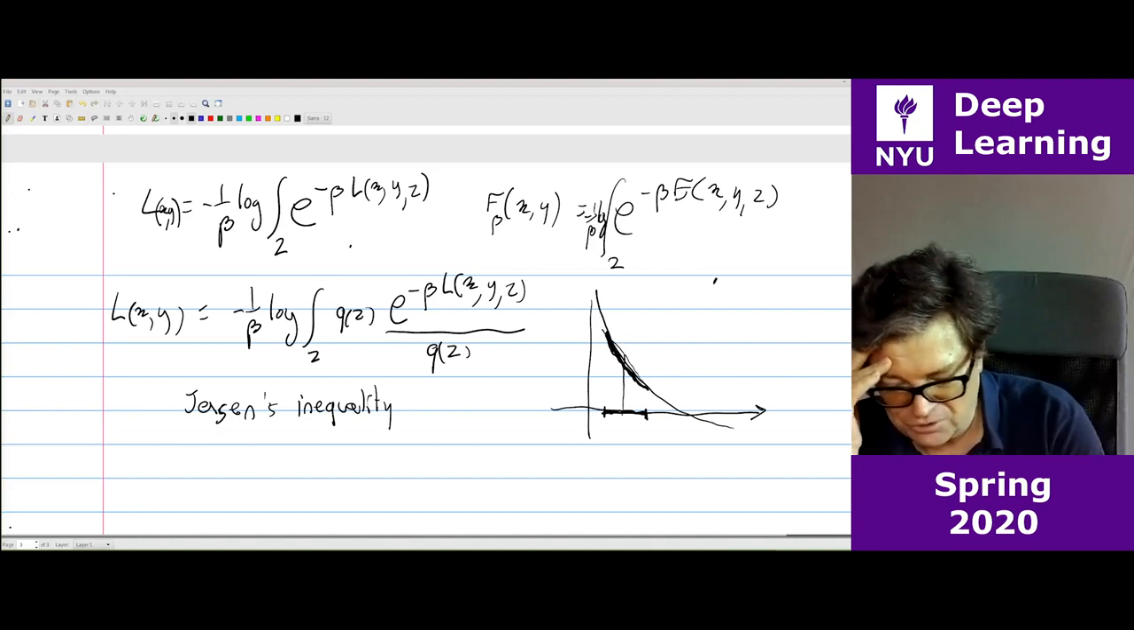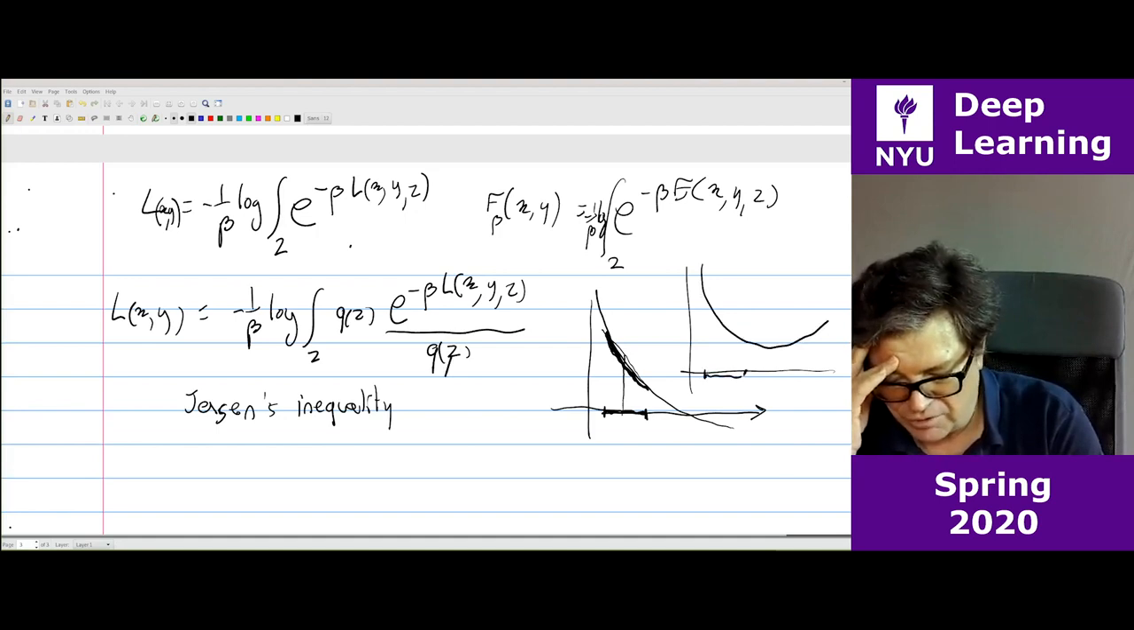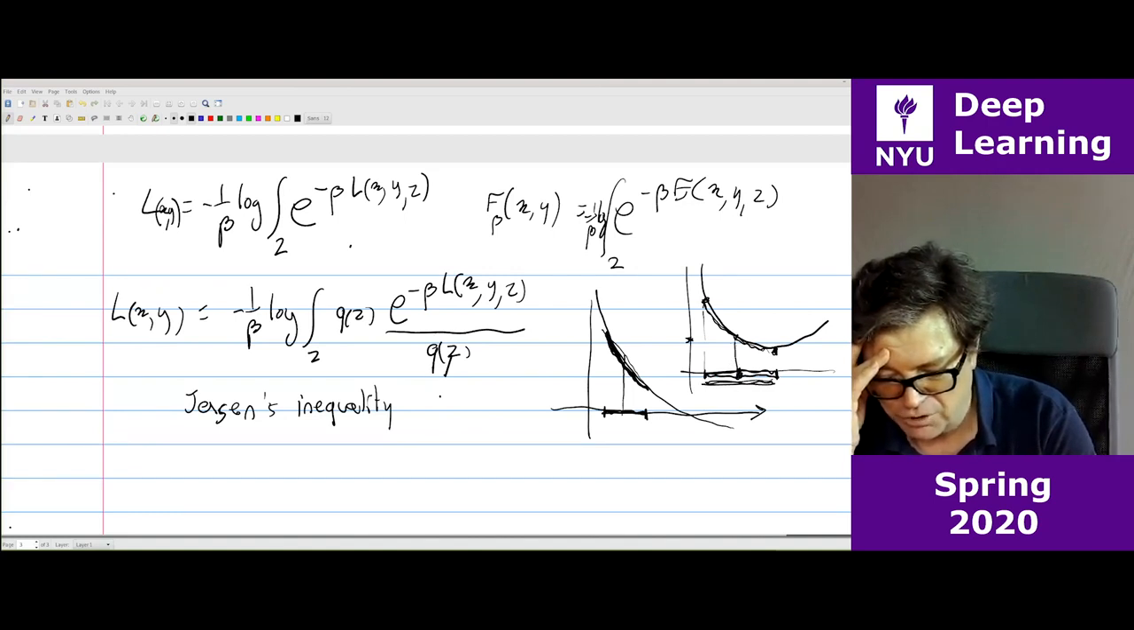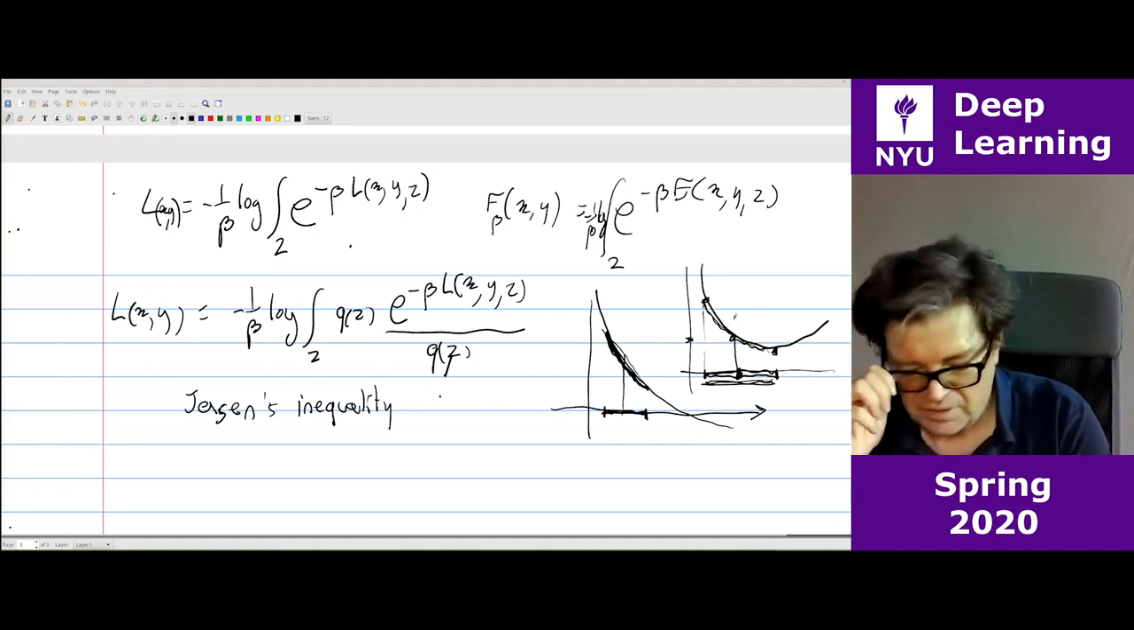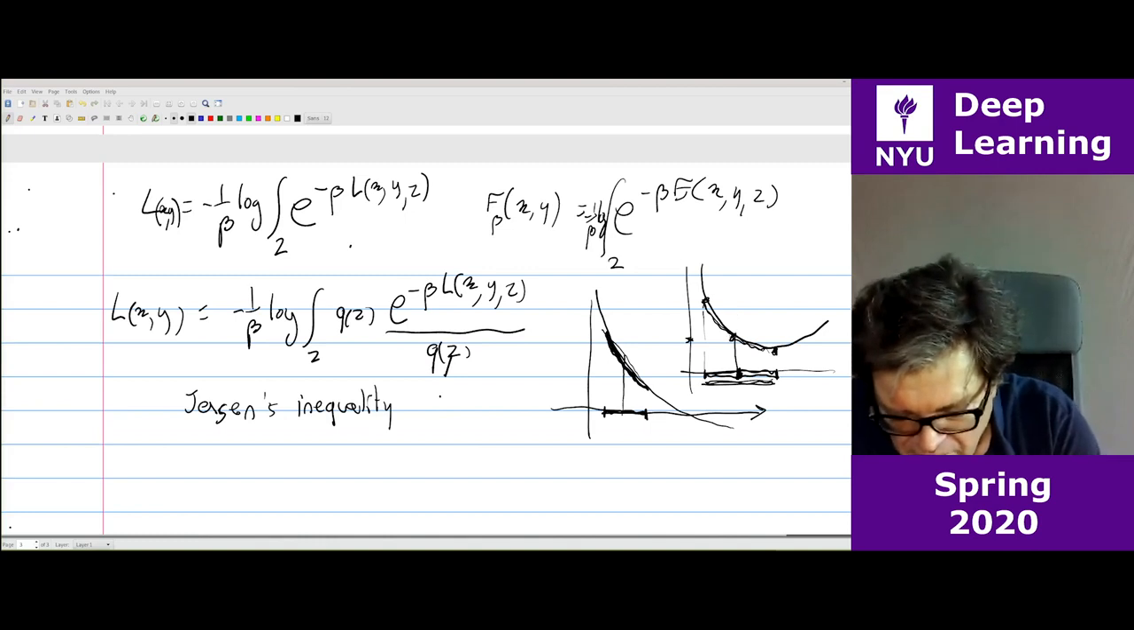My diagram is not that great because the curvature is not high enough. Let me draw it again. So here's a convex function. I'm going to vary a variable here over a range, and I compute the average of that function over that range. It gives me some value, probably around here. Then I take the average of the range, the midpoint of that range, and pass it through the function, and I get something below this.